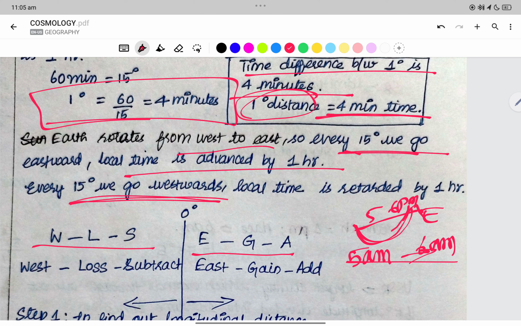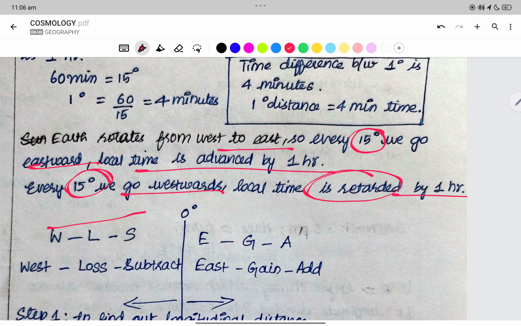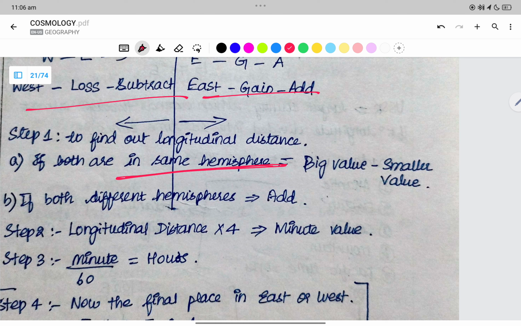Remember: the earth moves from west to east. For every 15 degrees we go eastwards, local time advances, so you have to add 1 hour. For every 15 degrees westwards, time is lost, so you have to retard by 1 hour. Time is lost in the sense that local time is retarded. West lost and east gain. If both places are in the same hemisphere, we take the big value minus the small value. If they are in different hemispheres, we need to add them.